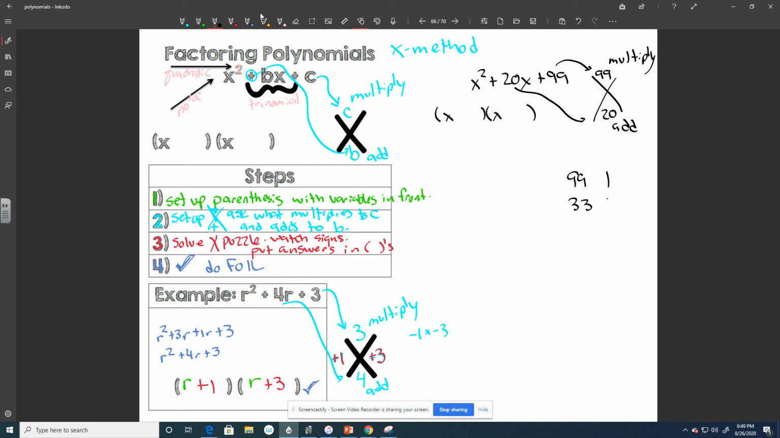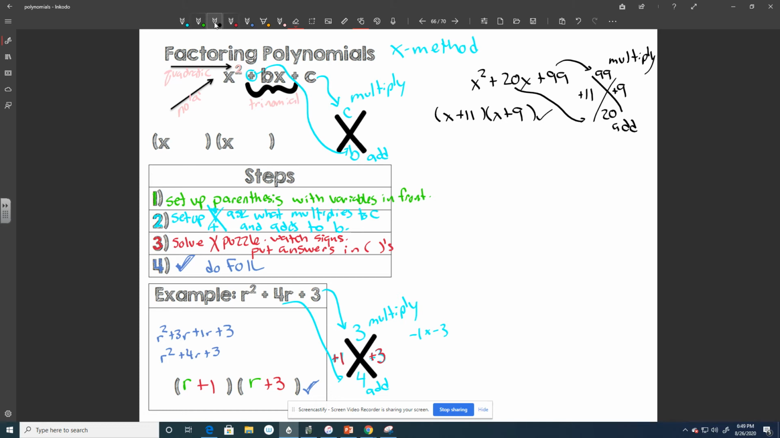You could do 33 and 3. Those aren't going to add up to 20. How about, when I see a 9 and a 9 next to each other, I think of 11s. How about 11 and 9? Those do add up to be 20. So those are what I'm going to put here on the side. I'm going to put an 11 and a 9. And they're both positive because they multiply to be a positive and add up to be a positive. Now all I have to do is plug them in. Plus 11, plus 9. And I'm done. I can check my work. I can go ahead and FOIL and work backwards and see if I get to the same place, which I will. So my answer is going to be x plus 11 and x plus 9.